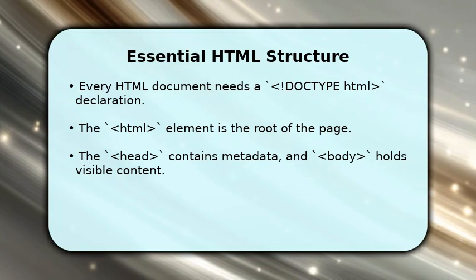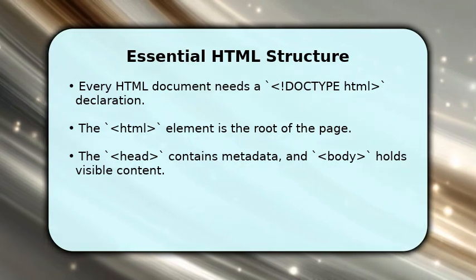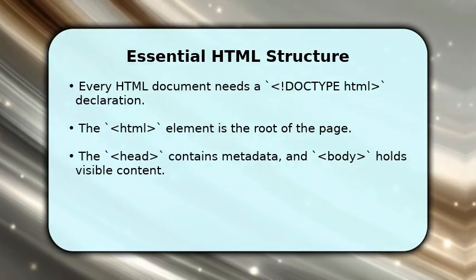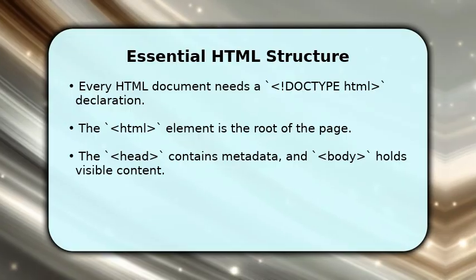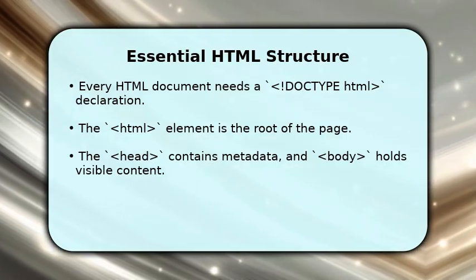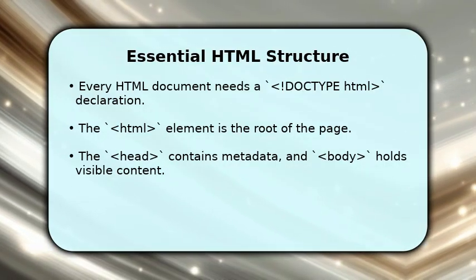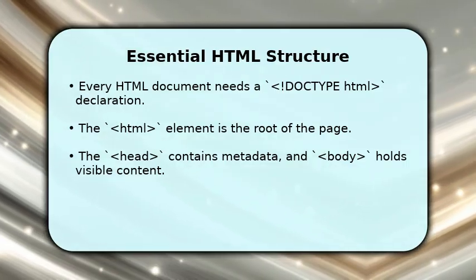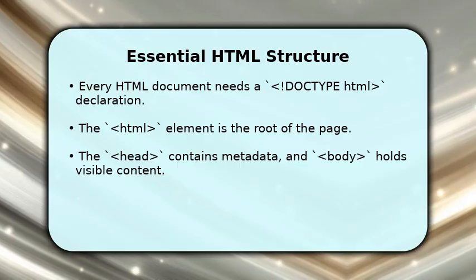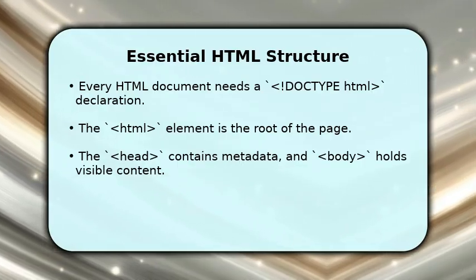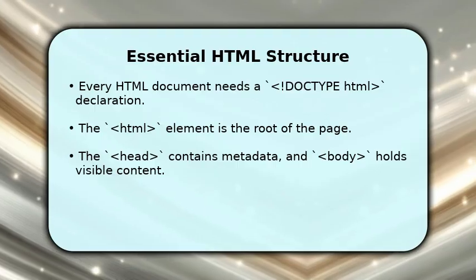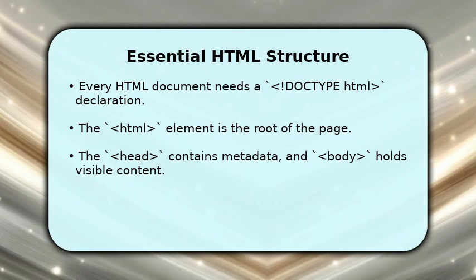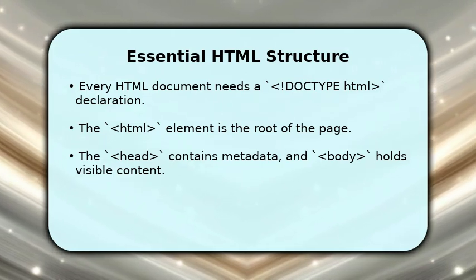To begin, every HTML document starts with a doctype HTML declaration, which tells the browser what version of HTML to expect. Next, the entire page content is enclosed within the HTML tags. Inside this, you'll find two main sections, the head and the body. The head contains important metadata about the page, like its title, while the body is where all your visible content, such as text and images, resides. This basic structure is crucial for any web page.